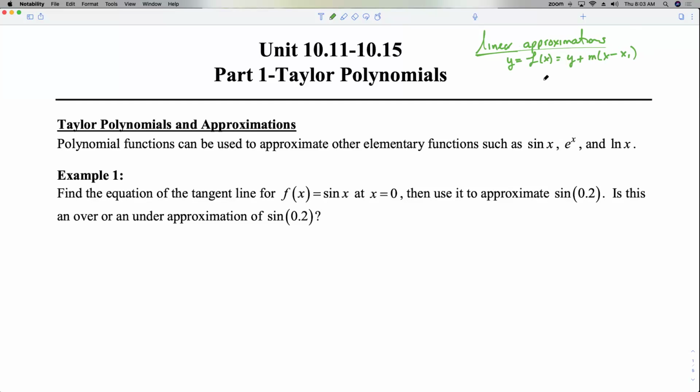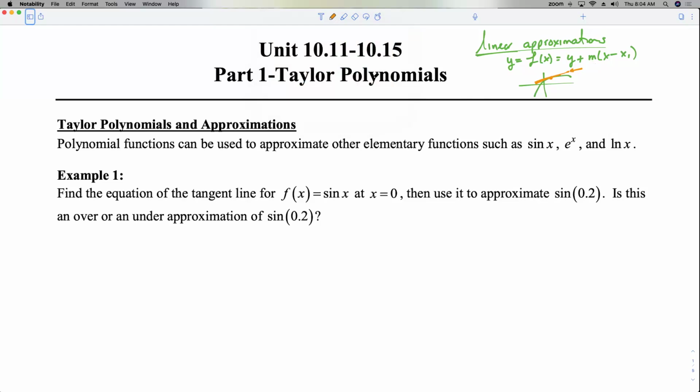Then we did multiple linear approximations. If we had an equation like an exponential one, we approximated by finding the equation of the tangent line at that point, and we used this line right here to figure out the value for the point right next to it.